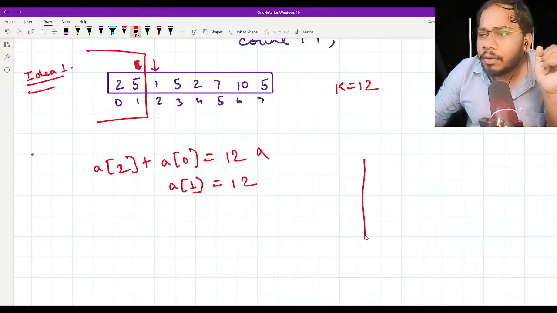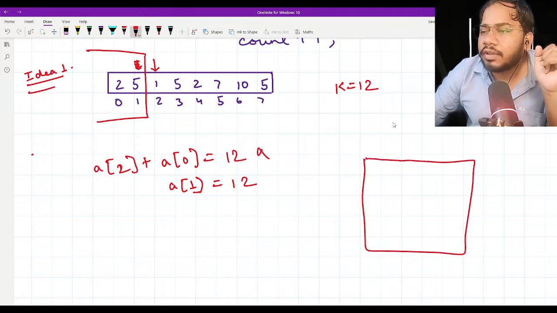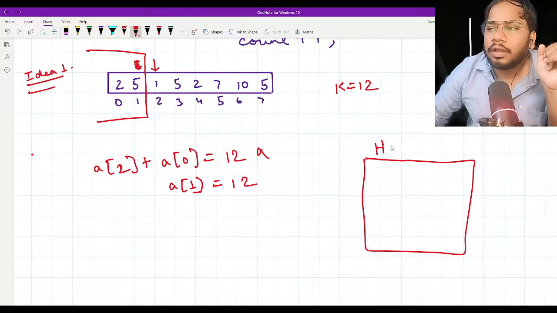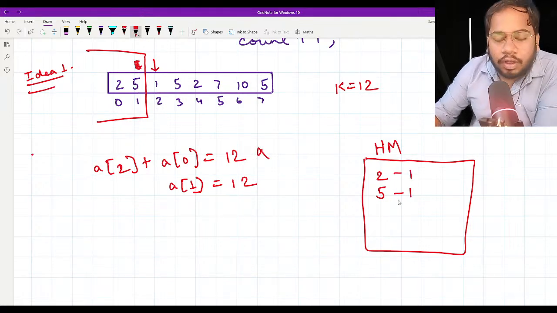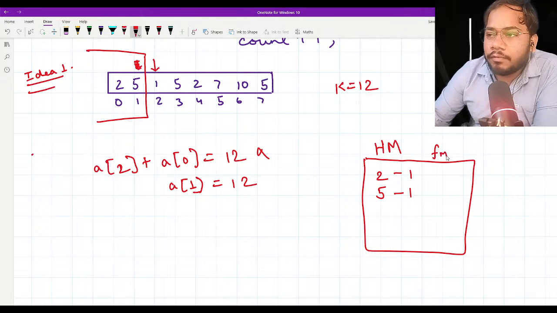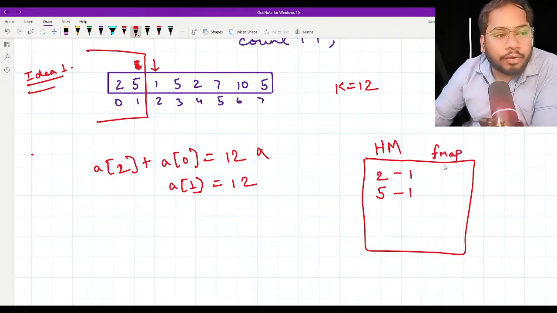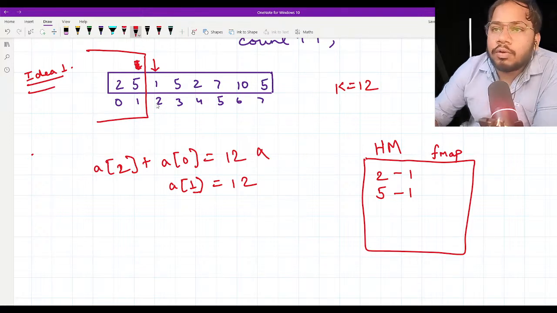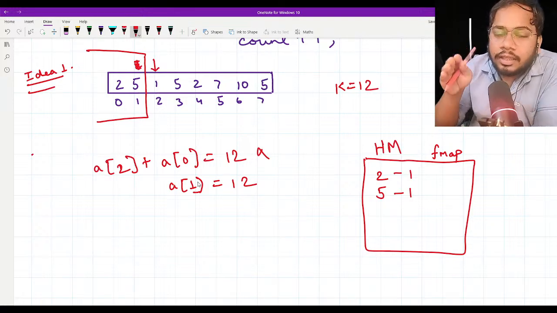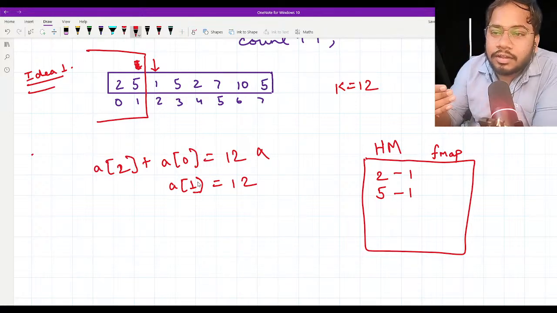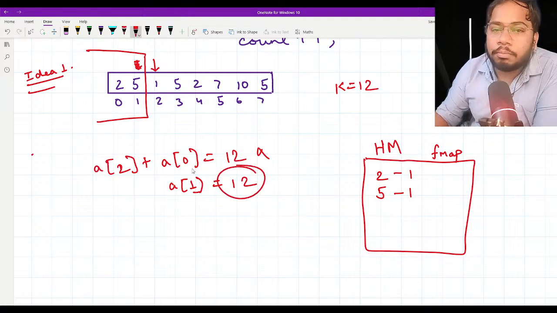If we put this in a hash map, suppose this is 2 here, this is 5 here, and the frequency is 1, using a frequency map. Then we can check, using the contains method, whether there is any element in the hash map which will result in this sum.